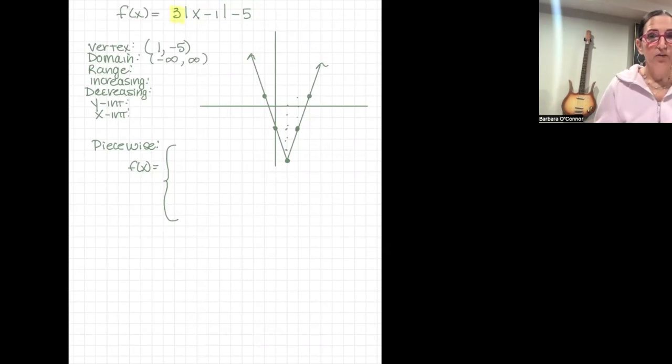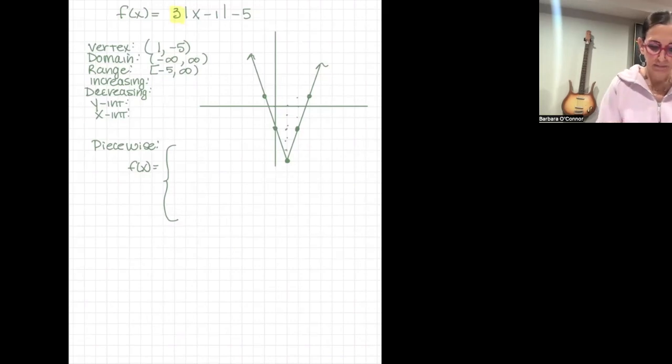Now the range. The range is all possible y values that the function can take on. And you can see that the lowest that y will ever be, the smallest value of y, is here at the vertex, and all other y's are bigger than that. So the smallest y will ever be is -5, the y coordinate of the vertex. So the range is everything from -5 all the way to +infinity.